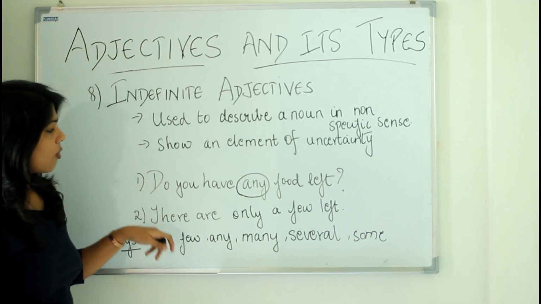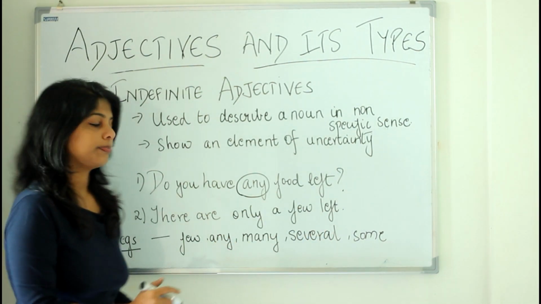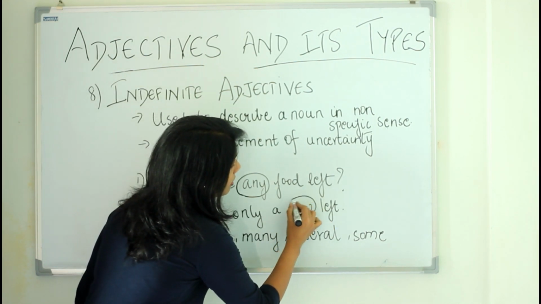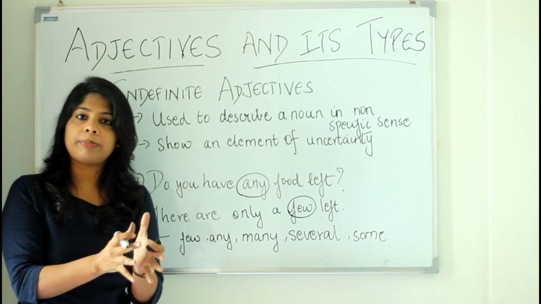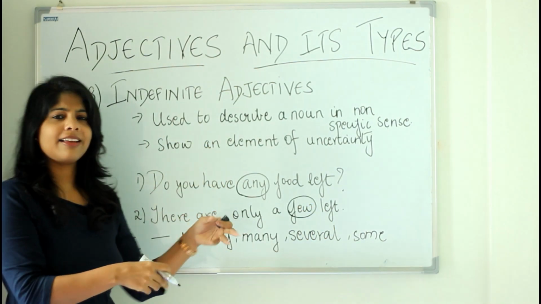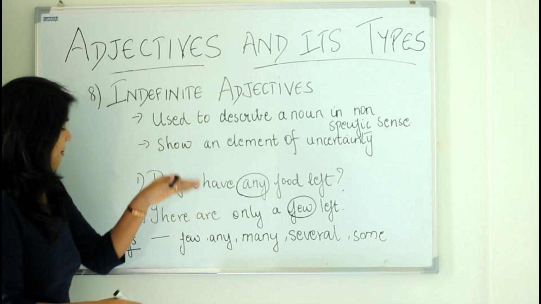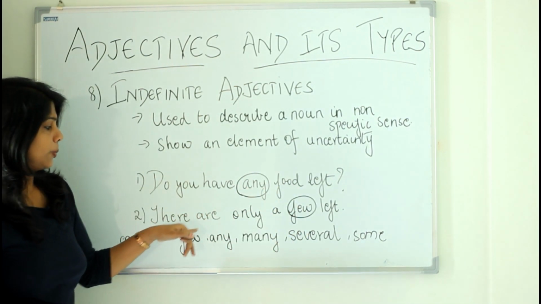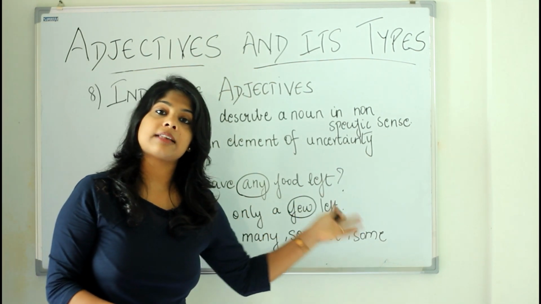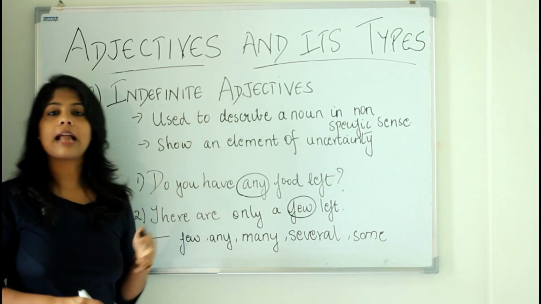Similarly, there are only a few left. Few. So it does not give you a certain number. It tells you that roughly there are a few left. So some other examples are few, any, many, several, some. These are all indefinite adjectives.